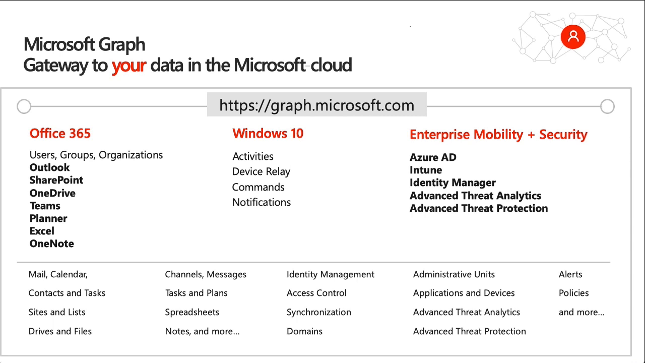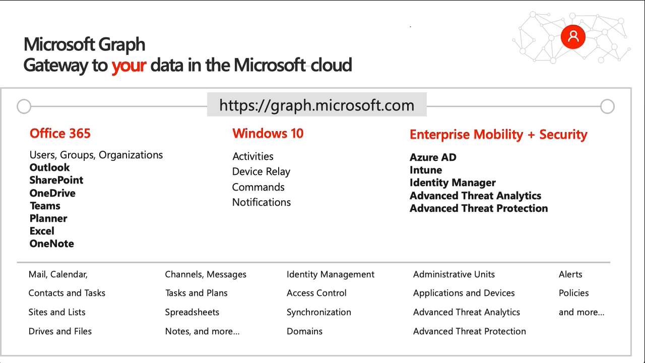One of the nice things about the service called the Microsoft Graph is that it is going to serve as a proxy endpoint to all of these other different services. It's going to encompass things such as Office 365, Windows 10, and Enterprise Mobility and Security, and it brings all of these different services under one top-level service called graph.microsoft.com.